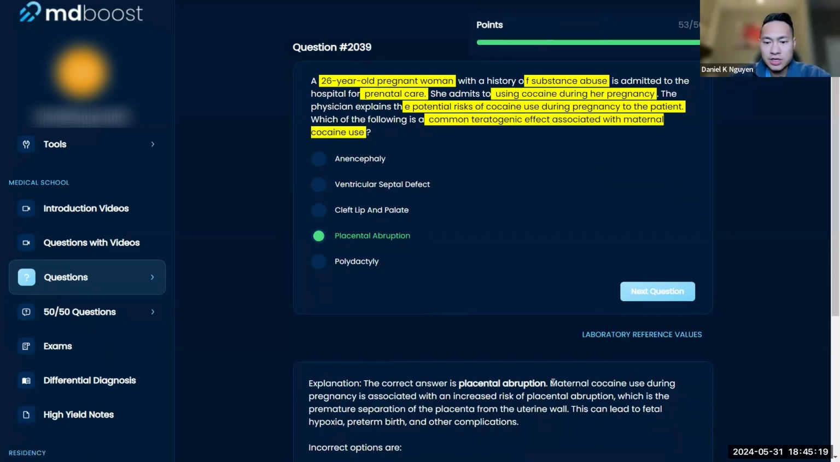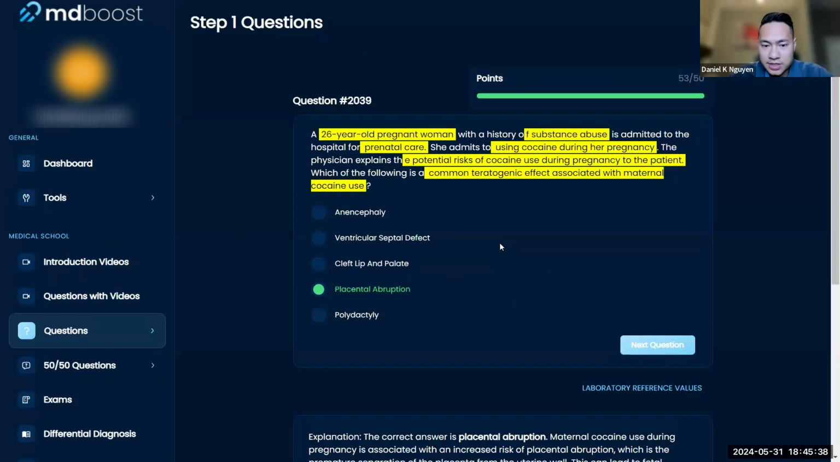Definitely, for sure, it's a little bit of a factoid, of course, but maternal cocaine increases risk for placental abruption, which, as you already know, right? A placental abruption just means abrupt separation of the placenta from the uterine wall, right? Preterm birth, other complications, fetal hypoxia from placental abruption, which makes sense, right? VSD, there's a bunch of things that can cause VSD. It's a very, very common heart defect, right?